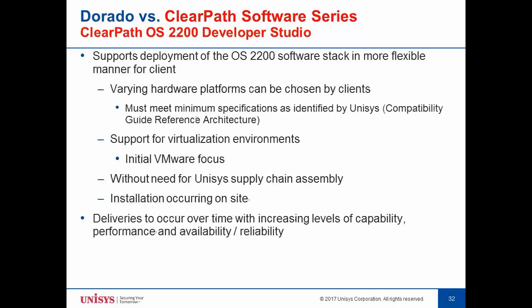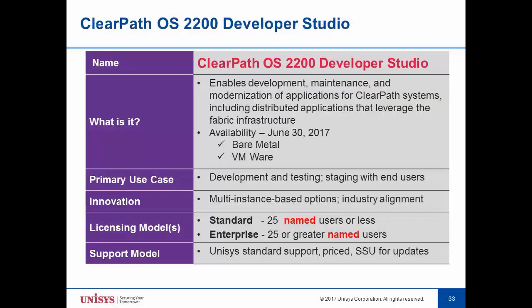So now with the software series and with OS 2200 Developer Studio, you can be much more flexible, and we can offer you more flexibility using the software-only model. First, you can use your own hardware, as long as it meets the Unisys specifications, of course. You can use virtual environments like VMware, for example, if you want to. And you can also set up the systems without the need of Unisys supply chain assembly. So really providing you a much higher level of flexibility and a much easier way for you to do things.